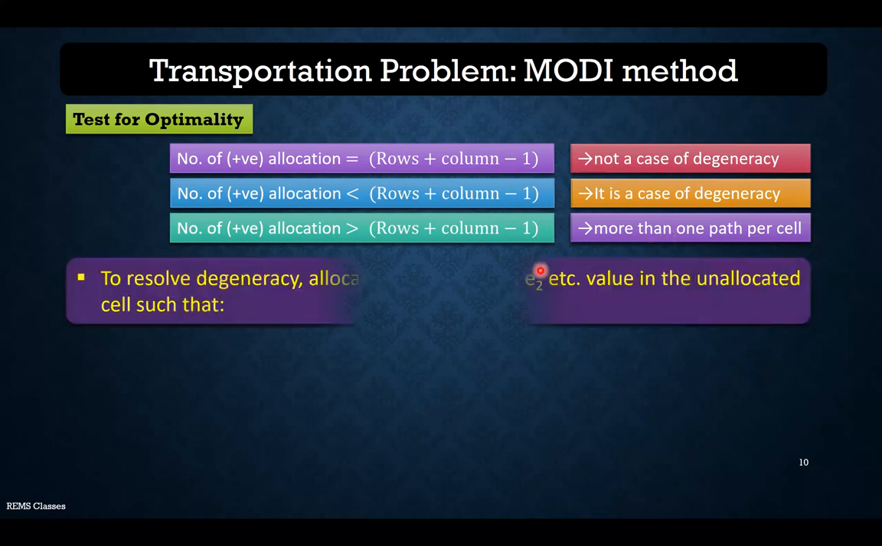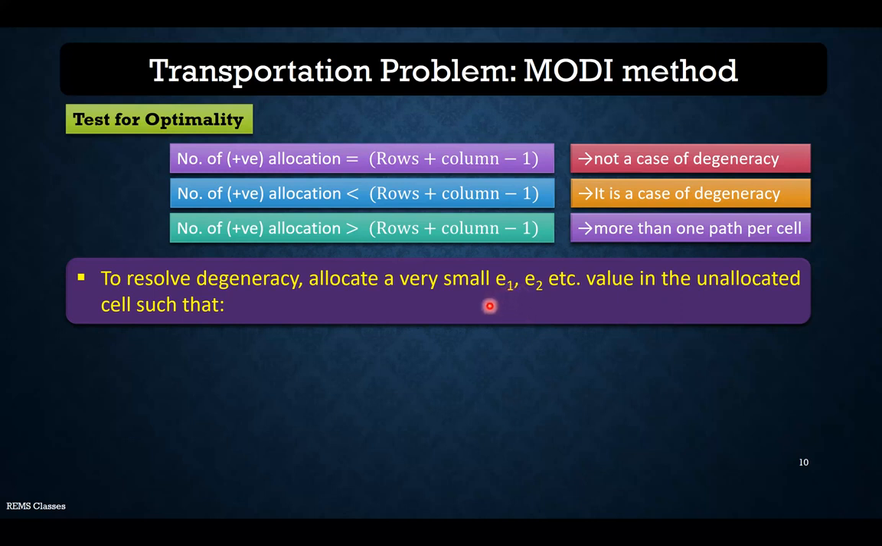If it is a case of degeneracy, we can resolve the degeneracy by allocating very small values, E1, E2 like that, in any of the unallocated cells. So to resolve the degeneracy, we allocate a very small value E1, E2 in the unallocated cell. We'll see these things in today's class.